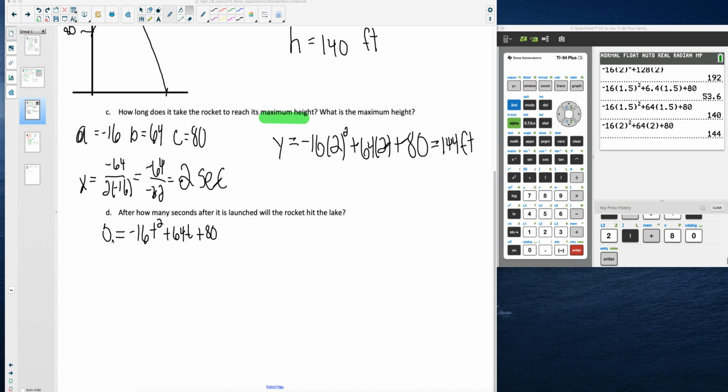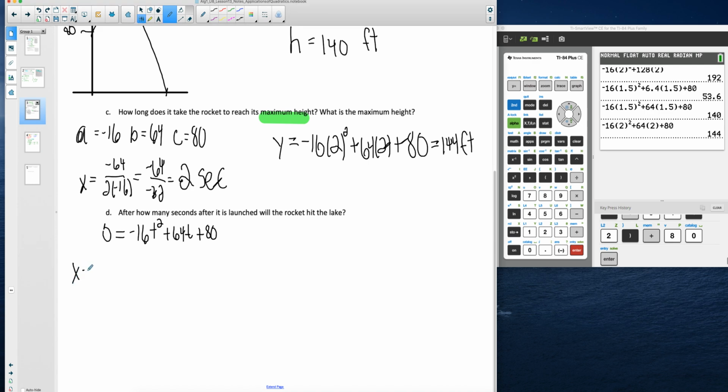We plug 0 in, so we get 0 equals negative 16t squared plus 64t plus 80. And remember, this is now a solving problem, so it's equal to 0. The tool we're going to use is the quadratic formula, because it works all the time. Typically in these application questions, you're not going to get nice, pretty answers, so I wouldn't worry too much about trying to factor. Let's go right into our quadratic formula.